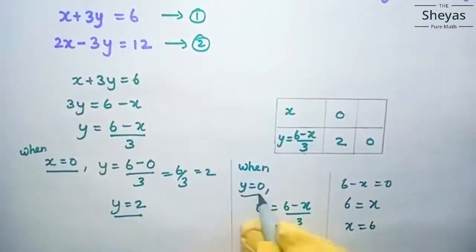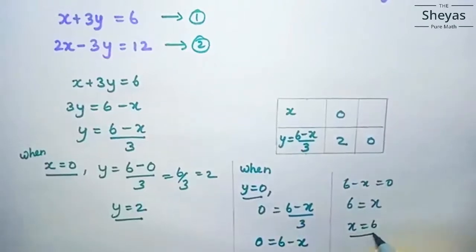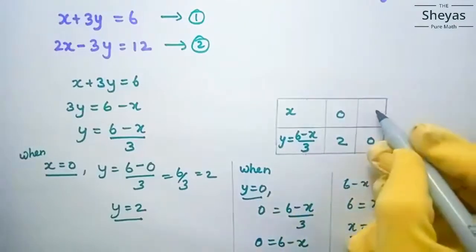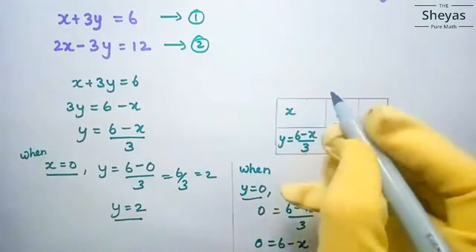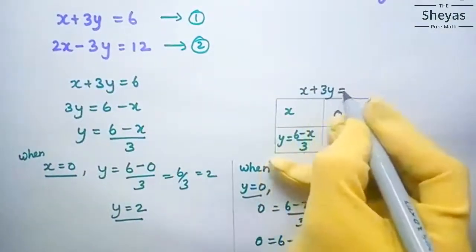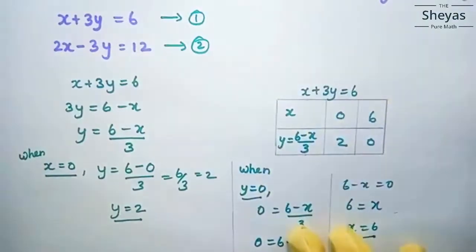So when you are substituting y is equal to 0, you are getting x is equal to 6. So these are the points of the first equation, x plus 3y is equal to 6. Now let us find the points of the second equation.